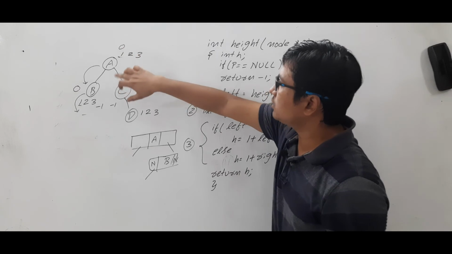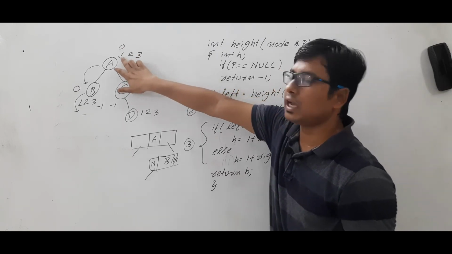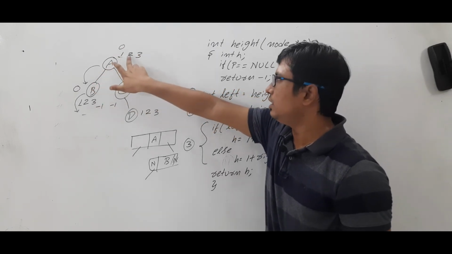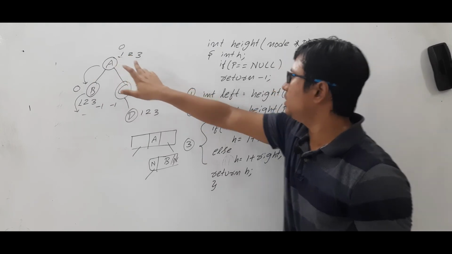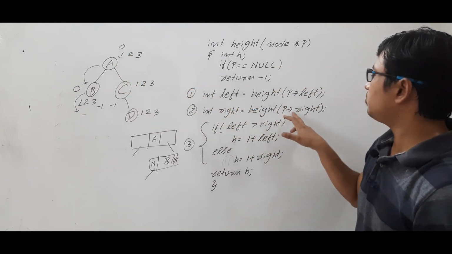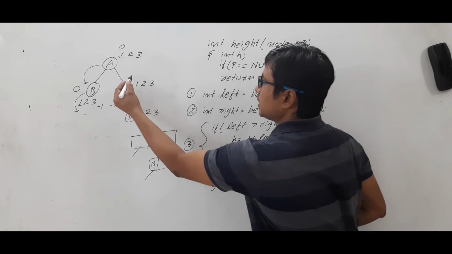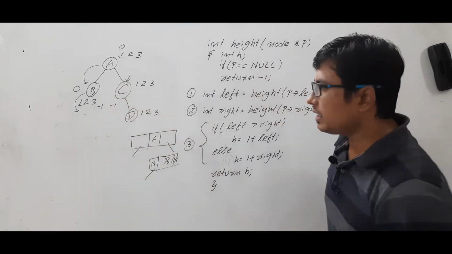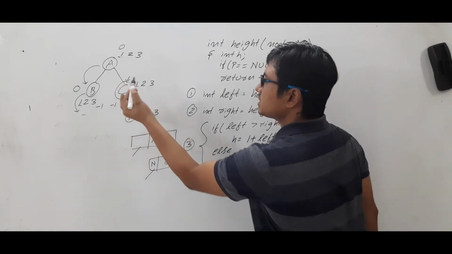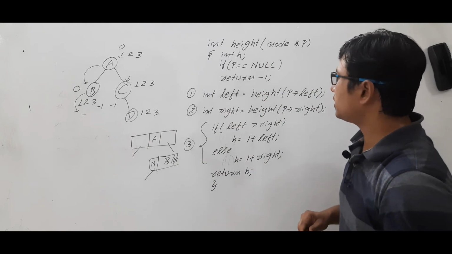Now you go to step 2, because we have executed step 1 here. Now I need to execute step 2. What is step 2? Height of P of right. So you will come here. Again in the C, you need to execute step 1. What is step 1?